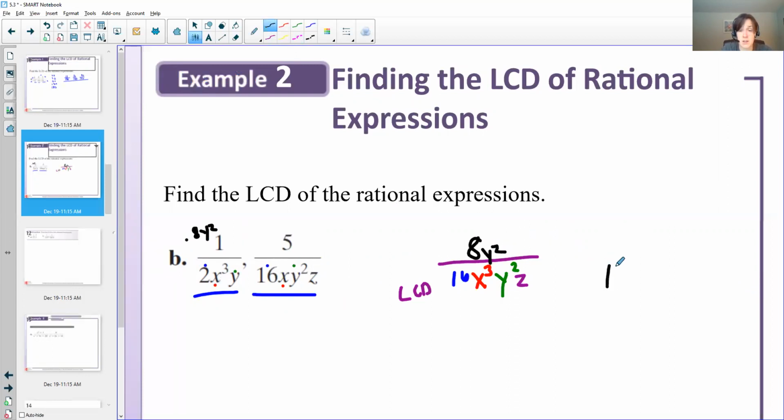The second fraction, let's see, 16x cubed y squared z. How did it change? Well, the 16 didn't change. X became x cubed, so that's an x squared. Y squared is the same, z is the same. So all I did was multiply by x squared. That's it. Those are my equivalent fractions.